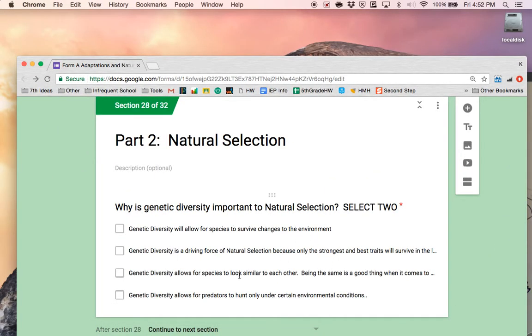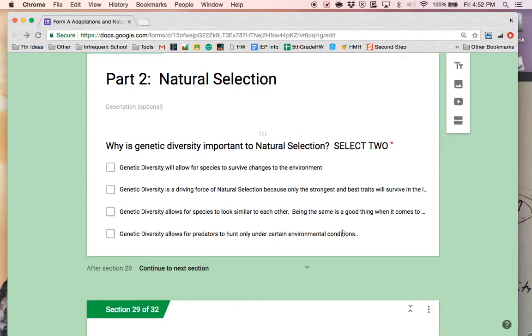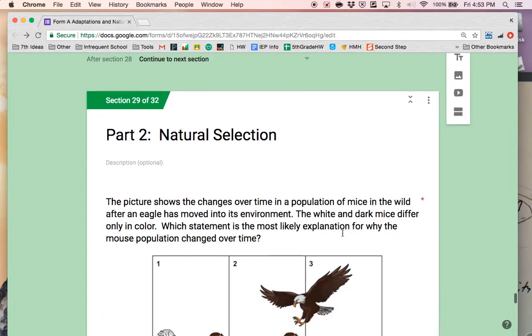Why is genetic diversity important? Again, I like this one. Driving force of natural selection because only the strongest and best traits survive. Genetic diversity allows for species to look similar to each other. Being the same is a good thing? No, I don't think so. Genetic diversity allows for predators to hunt only under certain environmental conditions. That's not going to be good either. Only under certain environmental conditions. That's going to wipe out those predators because they won't be able to survive.